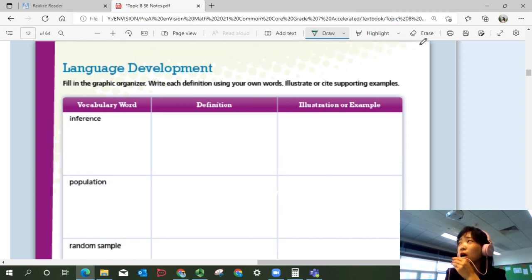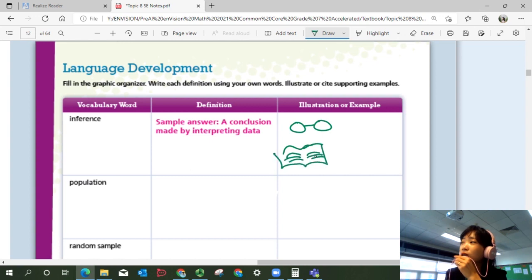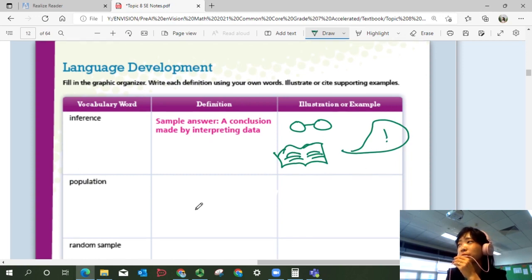What is the definition of inference? You can write in your own words, but a sample answer given is a conclusion made by interpreting data. Okay, a conclusion made by interpreting data. So maybe you can draw a glass to represent trying to interpret from your data, maybe a book, or this is your data, okay? And then you have a conclusion, aha. Or you can draw your own and give an example.